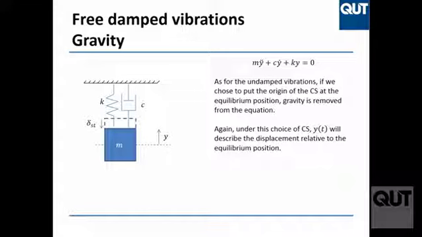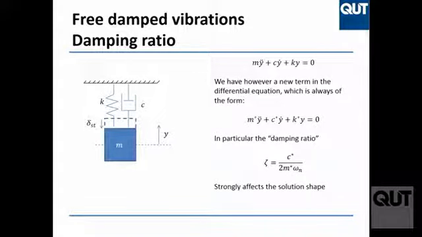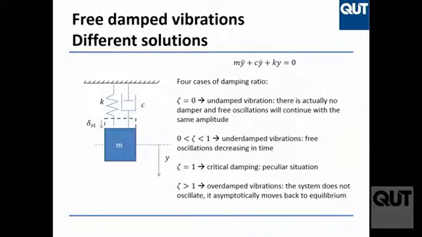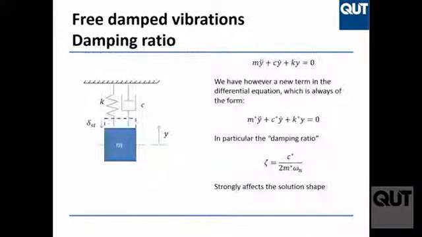Well, you can solve this equation still. Luckily, there is an analytical solution, which is a bit more complicated. Actually, this equation can end up in three different solutions depending on the ratio between this term and the other two. So you calculate this ratio, which is called damping ratio.